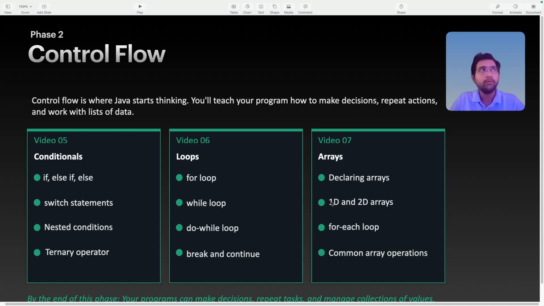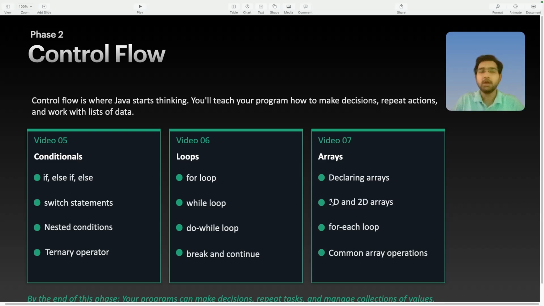Now let's move on to the next phase, which is the control flow phase. Control flow is where Java starts thinking. You will teach your program how to make decisions, repeat actions, and work with a list of data. Now, this phase will carry three topics, and each topic will have subtopics. The first topic is conditionals.